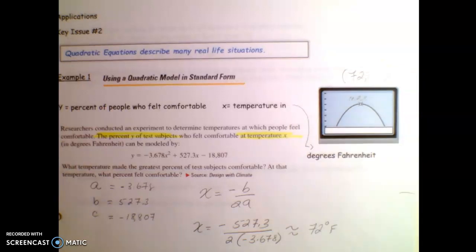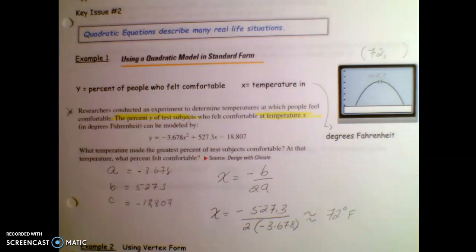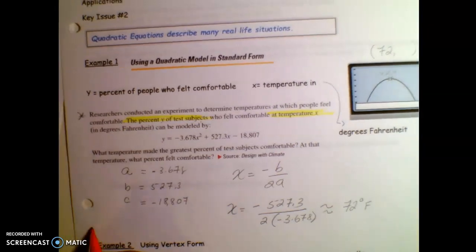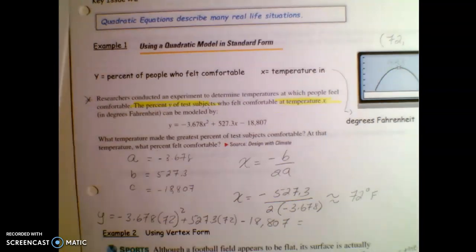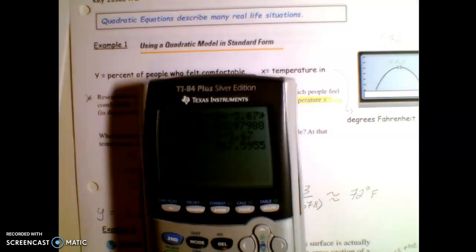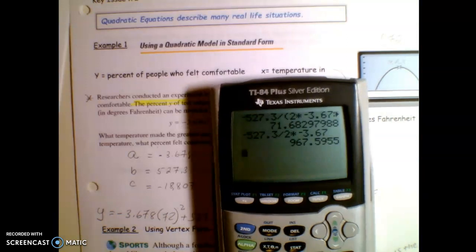Okay, if the X value is 72, then we're going to put that value back in and find the matching Y value. So let's do that. So we're going to do Y is equal to negative 3.678, 72 squared, plus 527.3 times 72 minus 18807. And again, I'm coming back over here, and I'm going to use my calculator. So give me a minute to put that back in.